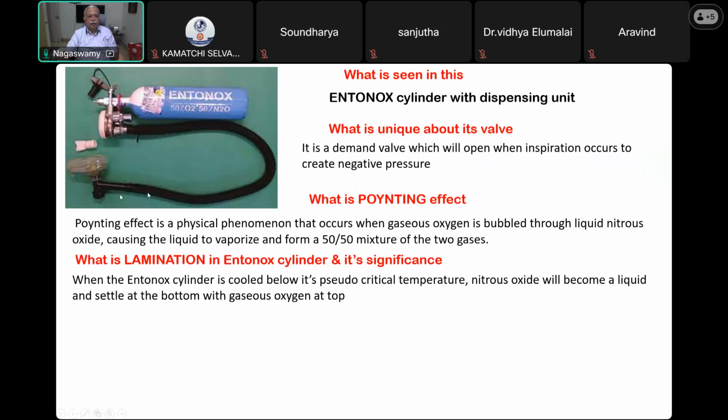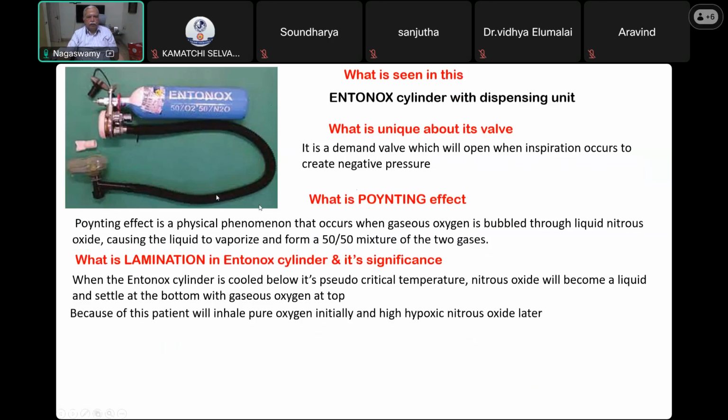So the patient will receive a very high hypoxic mixture. This is called lamination. It becomes a layer of liquid at the bottom and gas at the top. Because the patient will inhale pure oxygen initially and a highly hypoxic nitrous oxide mixture later.